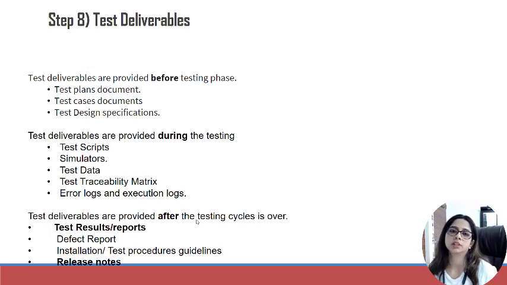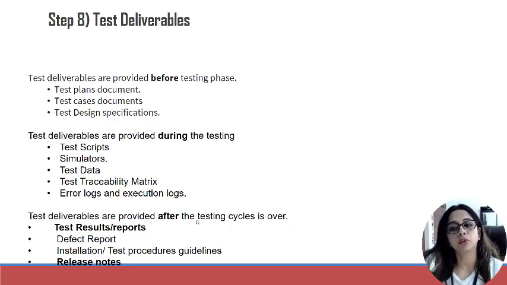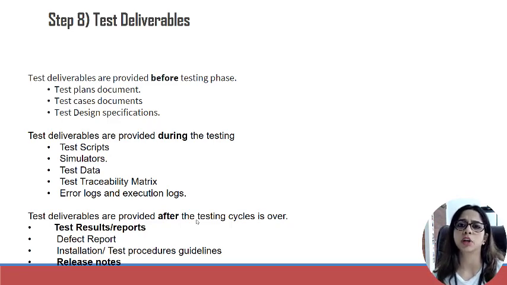Finally, we come up with the last section, which is test deliverables. So test deliverables that are provided before the testing phase. So even before you start the testing, what all documents you have to provide? Maybe the test plan document which you are submitting, then test case documents, the scenarios might be extracted before you actually start executing, or the test design specifications, how you're going to actually do the testing, and all the designing, the high level and low level design specifications can be submitted before the testing phase.